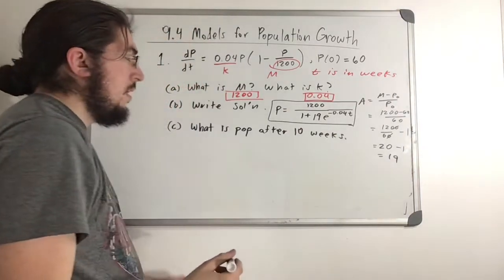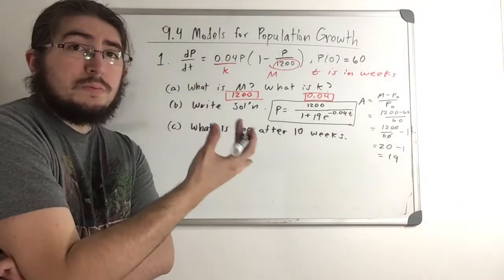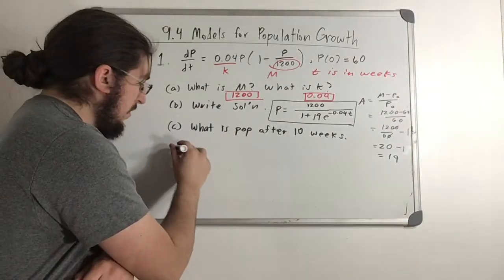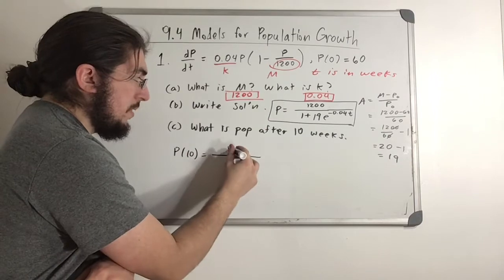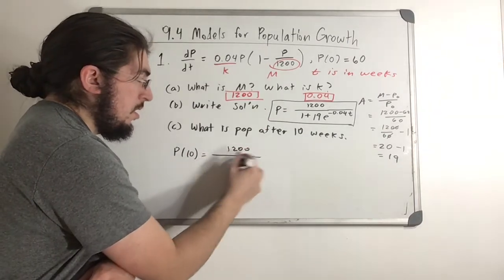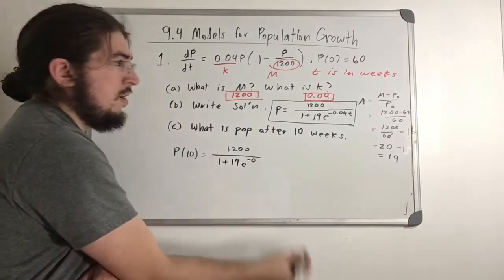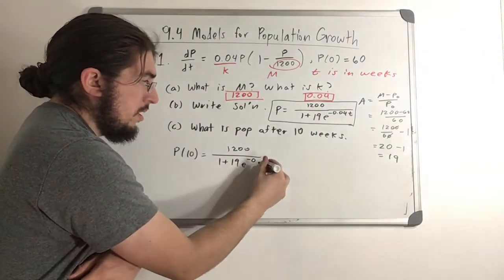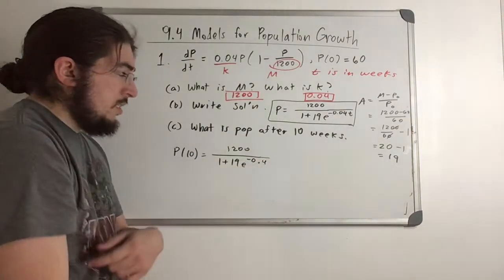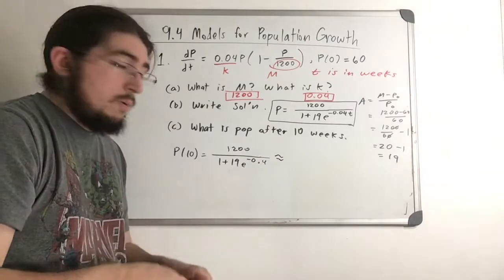Great. But now what about C? C asks the population after 10 weeks. All we're going to do is plug in t equals 10. So we want to find P of 10. And yeah, just plug in 10. We get 1200 over 1 plus 19 e to the negative, well, look at this, 10 times 0.04 is just 0.4. Great. So now all I'm going to do is apply this on my calculator and see what I get. So let me type this up real quick and see what we get.